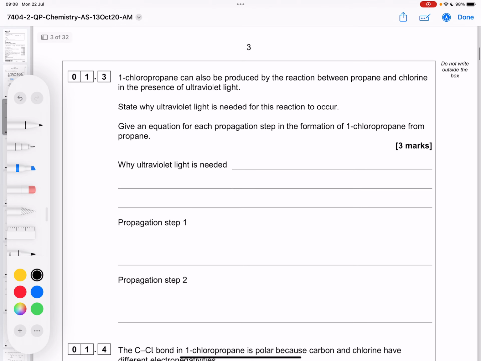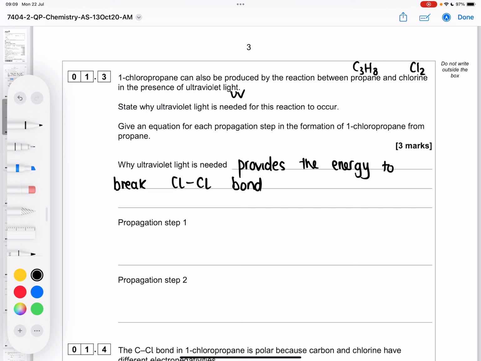1-chloropropane can also be produced by the reaction of propane, C3H8, and chlorine, Cl2, in the presence of UV light. Why is ultraviolet light needed for this reaction to occur? Well, ultraviolet light provides the energy for the initiation step, and that is to break the Cl-Cl bond and form chlorine radicals.